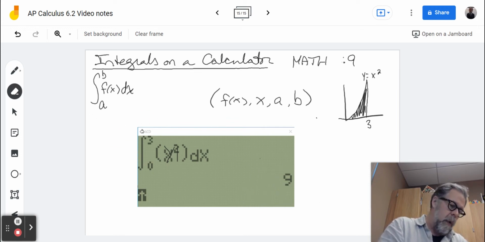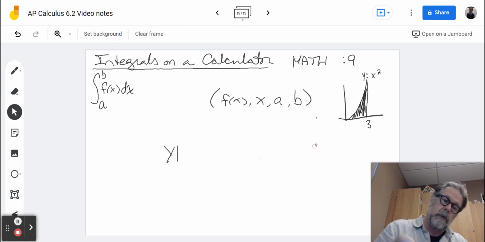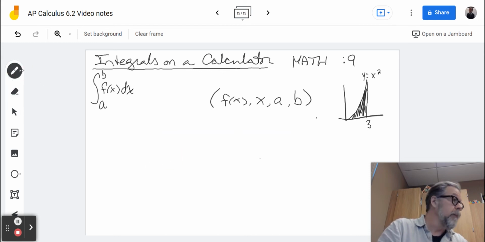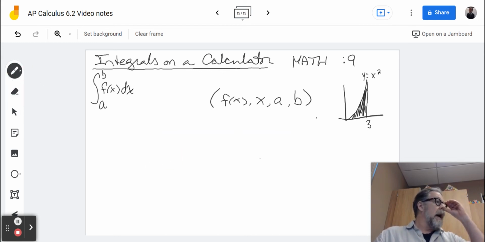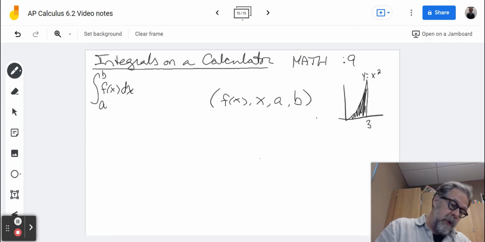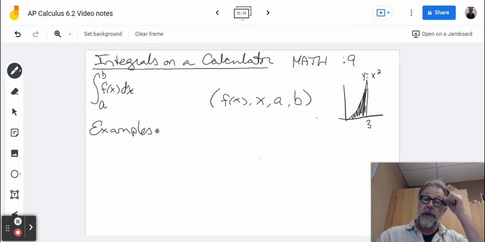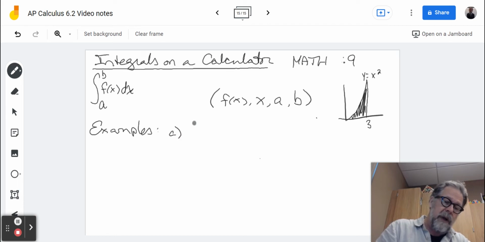Okay, so let's do a few examples, and why don't you go ahead and pause after I write each example, type it in your calculator, and then see if your answer matches.